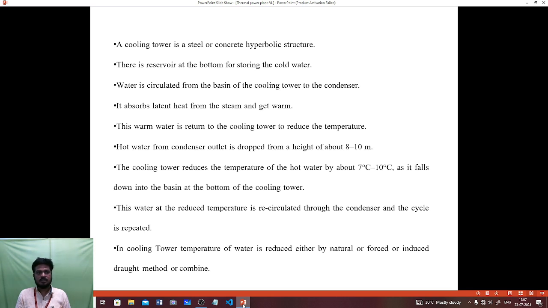Now we are going to see about the cooling tower in detail. A cooling tower is a steel or concrete hyperbolic structure. There is a reservoir at the bottom for storing cold water. Water is circulated from the basin of the cooling tower to the condenser. It absorbs the latent heat from the steam and gets warm. This warm water is returned to the cooling tower to reduce the temperature. The hot water from the condenser outlet is dropped from a height of about 8 to 10 meters. In the cooling tower, temperature is reduced by natural or forced or induced draft method or combined.